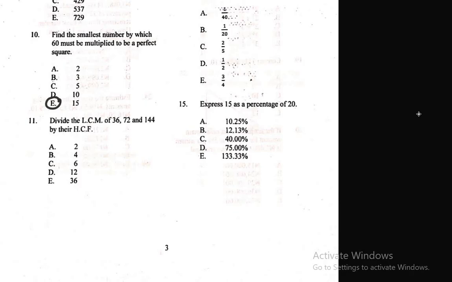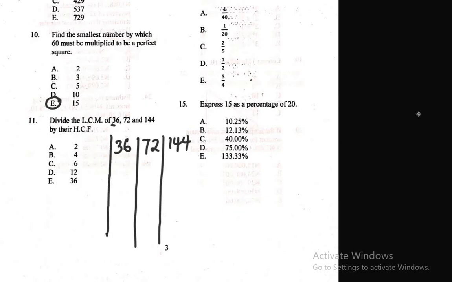Let's start with the LCM of 36, 72, and 144. So the smallest number that can go is 2. 36 divided by 2 here is 18. 72 divided by 2 is 36. 144 divided by 2 is 72.